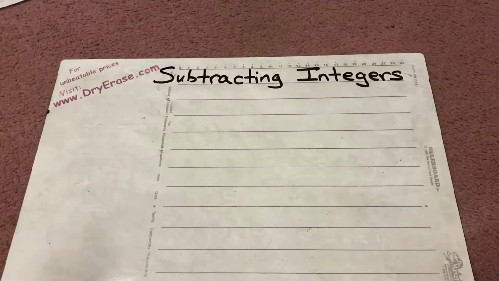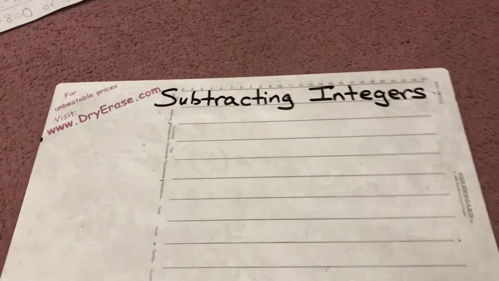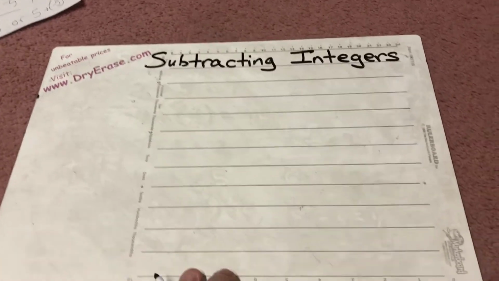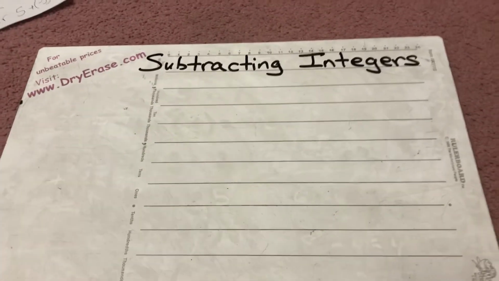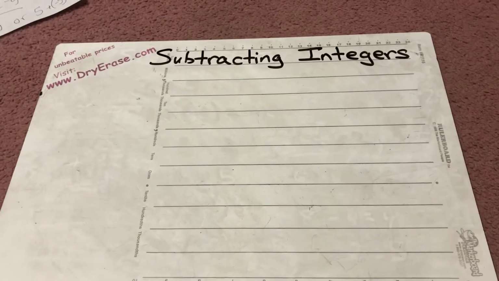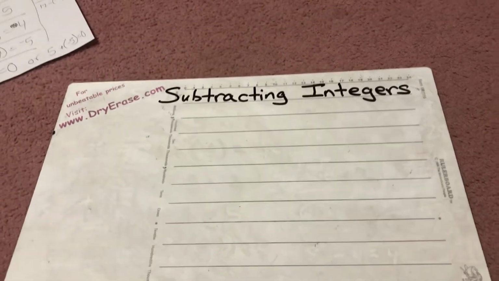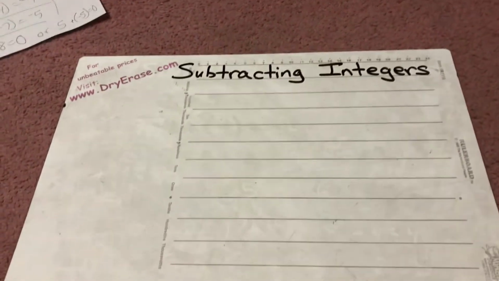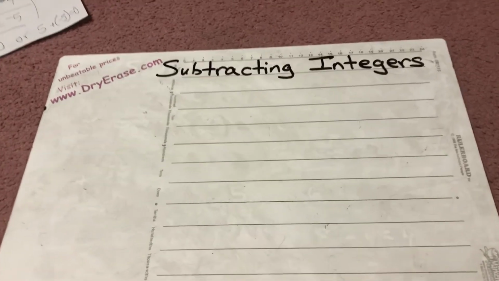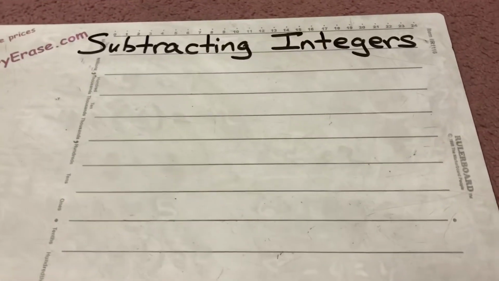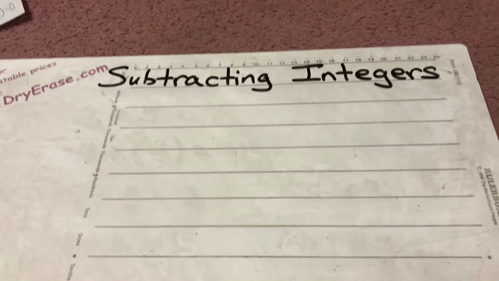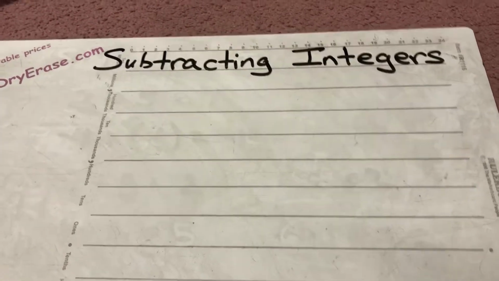All right, sixth graders. Last time we talked about adding integers, adding positive and negative numbers. Today's focus is on subtracting positive and negative numbers. And just like in yesterday's video, where we went over all the different scenarios you could have with adding integers, we're going to do the same thing today with subtracting integers, getting all those different scenarios.